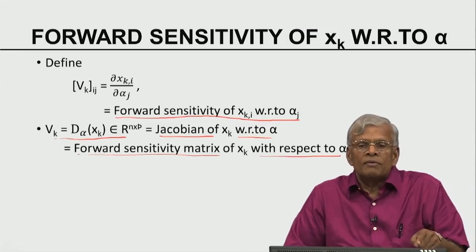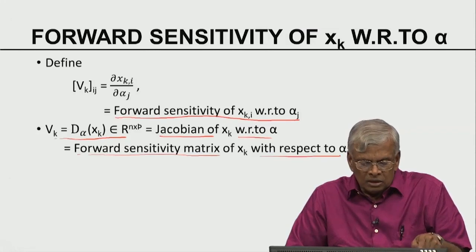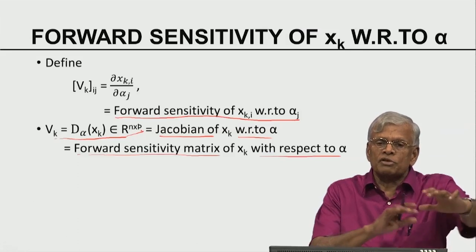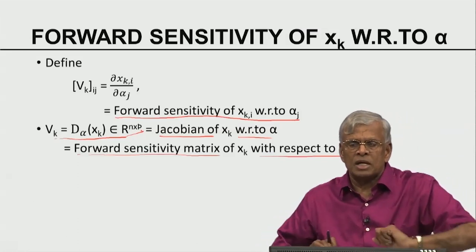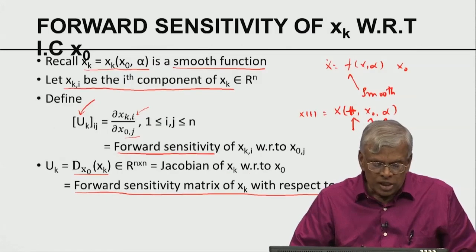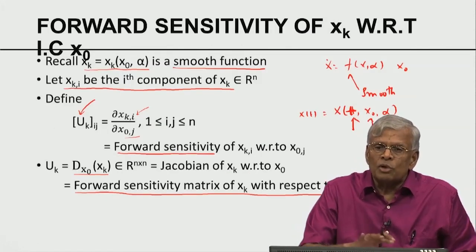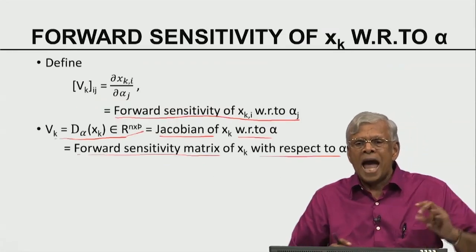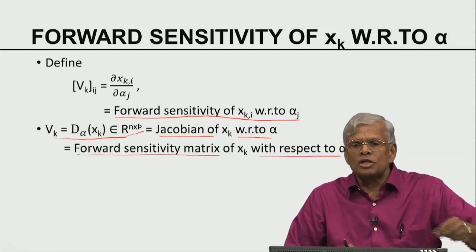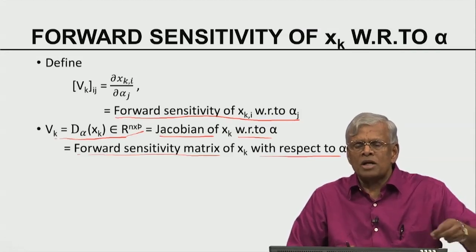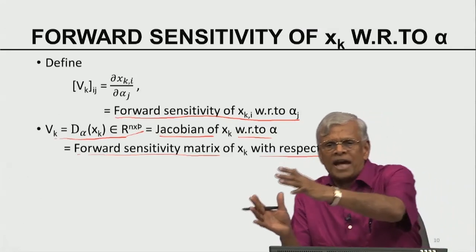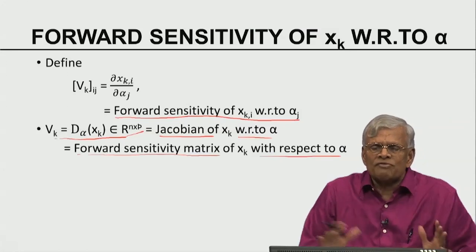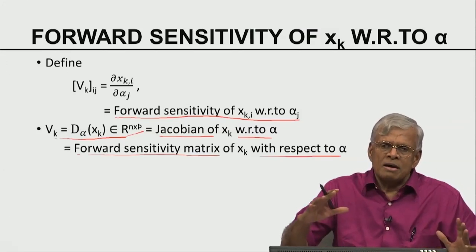So, the matrix Vk is an n by p matrix. It represents the forward sensitivity of the solution at time k with respect to the p parameters. This is called parameter sensitivity. Uk, on the other hand, is the forward sensitivity of the solution with respect to the initial conditions. Both these sensitivities essentially tell you how a small change in the parameter value, or a small change in the initial condition, would be amplified at time k. So, you can think of the sensitivity as a kind of amplification factor that helps to amplify the initial error.